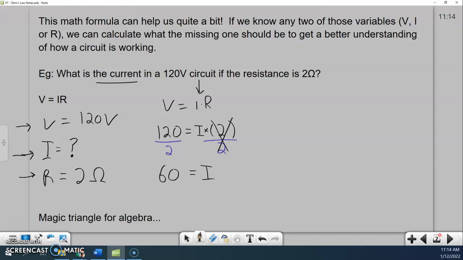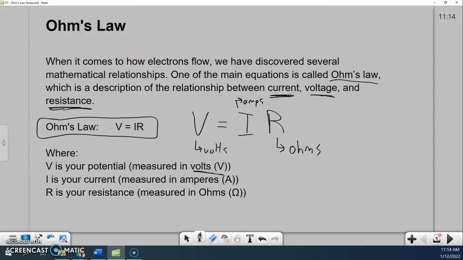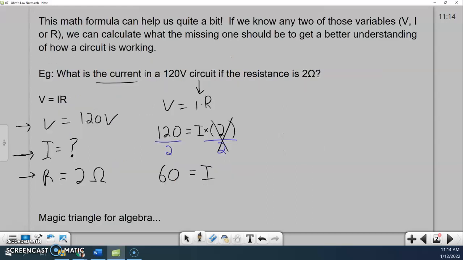So I is 60. What are the units for I again? What is I measured in? I is your current, measured in amps. So I equals 60 amps. I have 60 amps of current in this circuit.